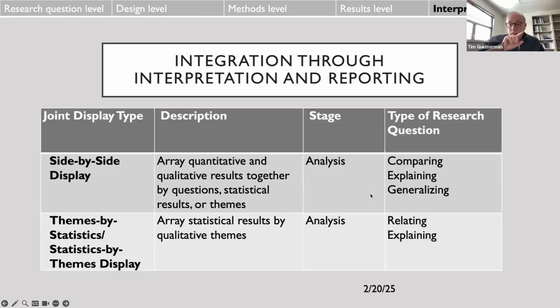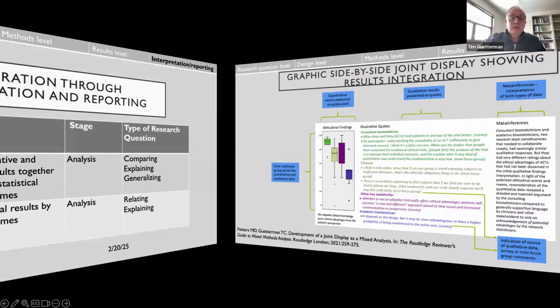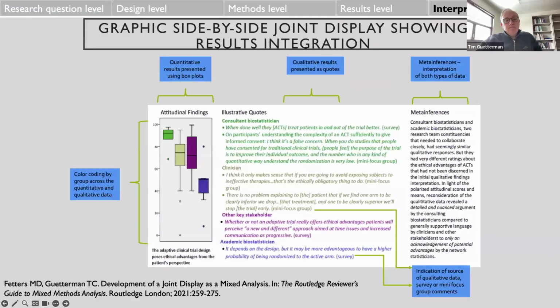So I'm going to share two different types of joint displays. We'll look at examples in just a moment: what I call a side-by-side joint display, and then a themes by statistics joint display. But first, let's just look at an example of one of these joint displays.